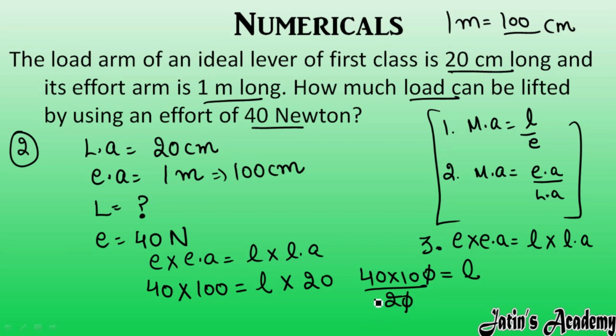Cut 0 with 0, 2 ones are 2, 2 2s are 4, 20 will be there. So here load will be 200 Newton. Load means force applied by machine on an object, that is a load. So load is 200 Newton. Fine.